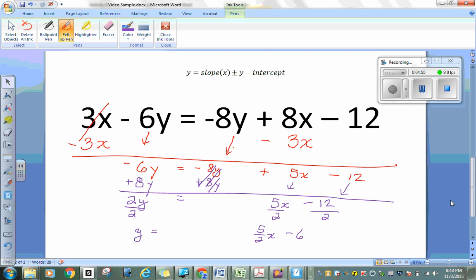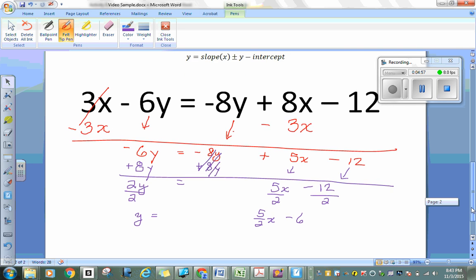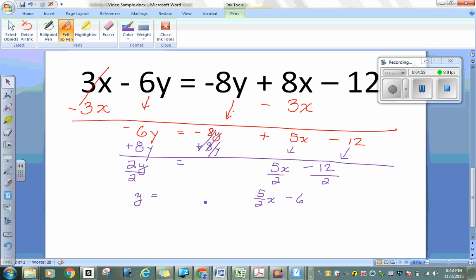So now that you have this, it becomes really, really easy now. It's in slope-intercept form now. So what is my slope? My slope is 5 over 2. And what is my b or my y-intercept? If you said it's negative 6, you got it now. It's that simple.